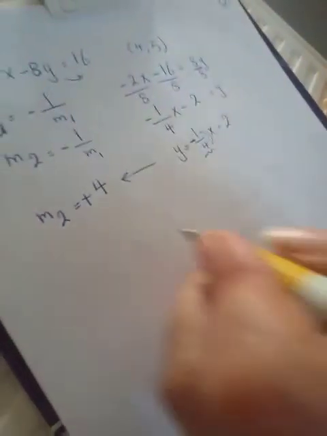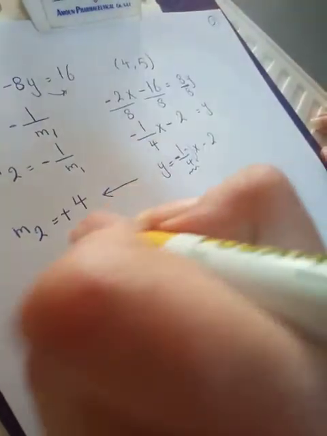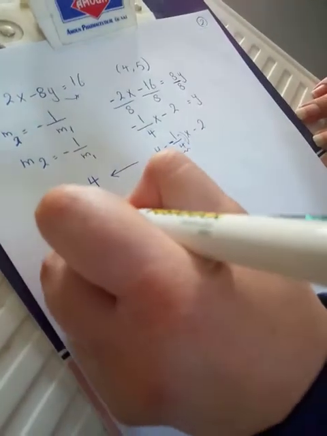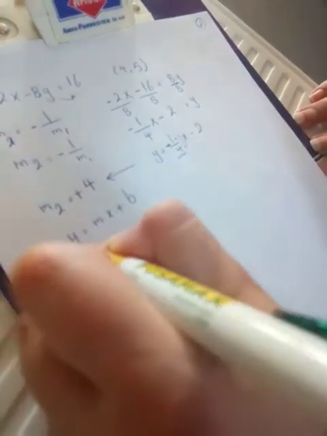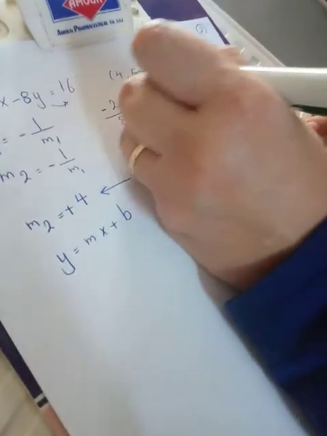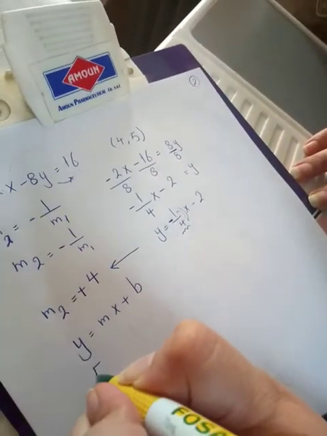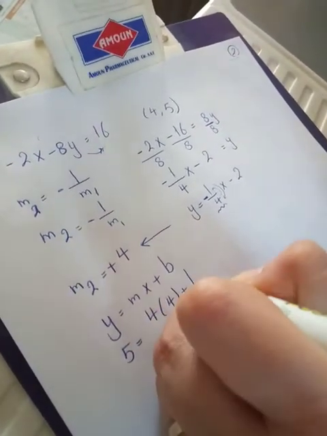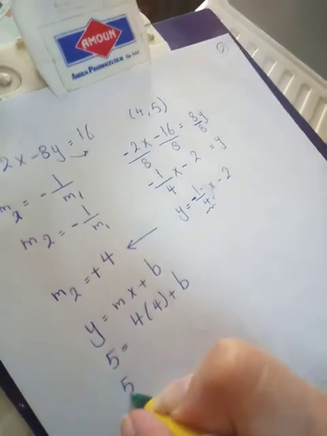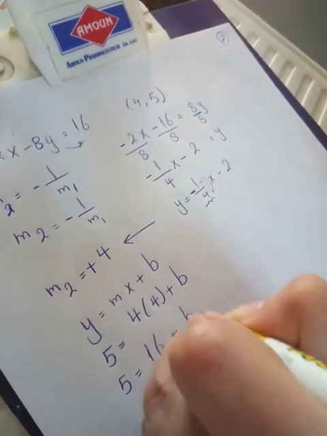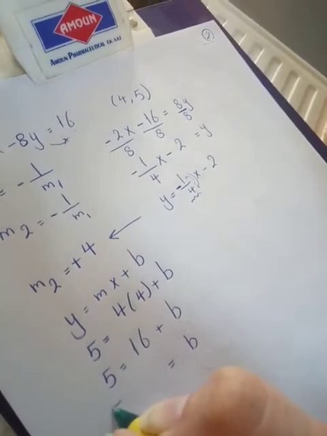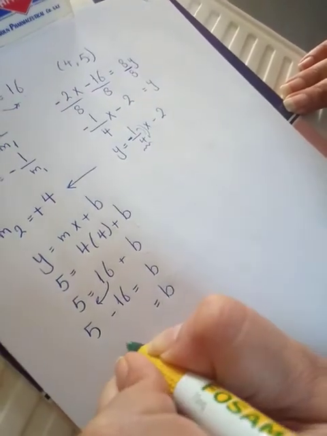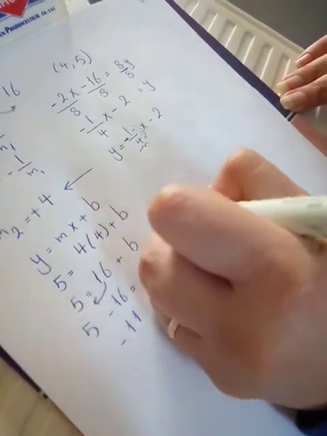So how can we write the equation? I said we have two ways. I choose the first way we used to do. y equals mx plus b. y here is, what is the point? 4 and 5. So here 5 equals m, which is 4, times 4 plus b. Here we can get the b. 5 equals 16 plus b. b equals 5 minus 16. So b equals -11.